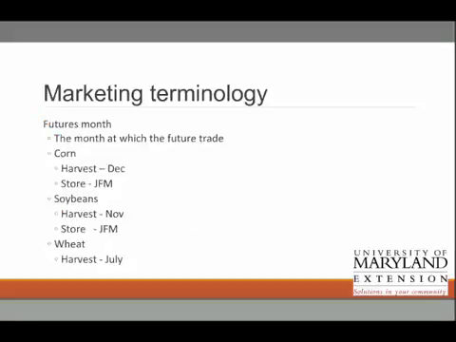When you talk about the futures month, the futures will expire 30 days before that futures month. So when you look at corn, you often will look at the December. That's your harvest month. And then when you're storing grain, if you have storage, they talk about JFM, and that's January, February, March. So you'll have those price quotes as well if you're storing grain and plan to sell at a later date.